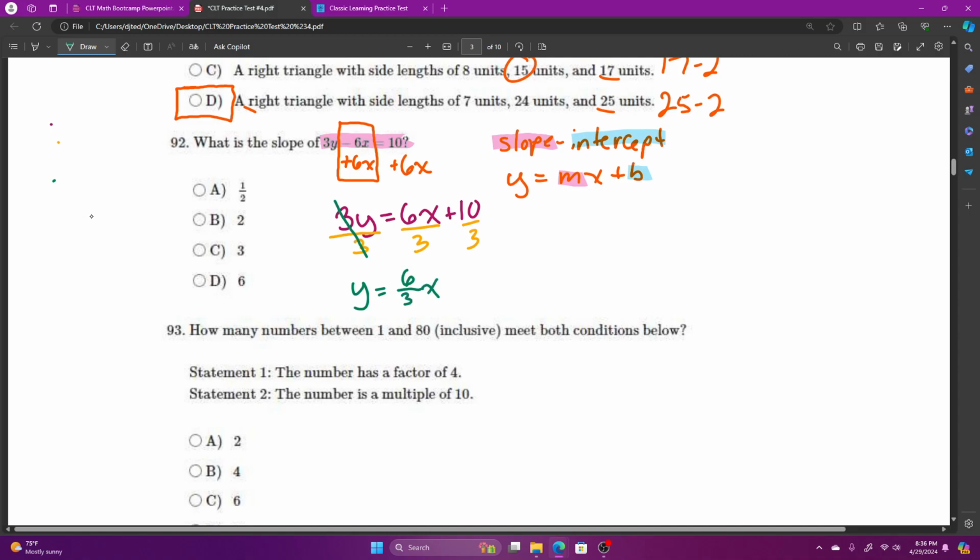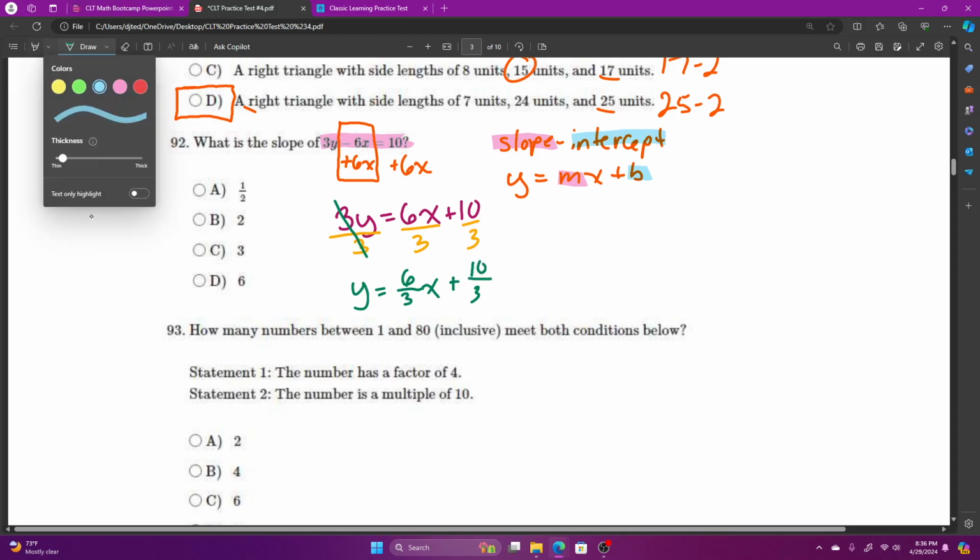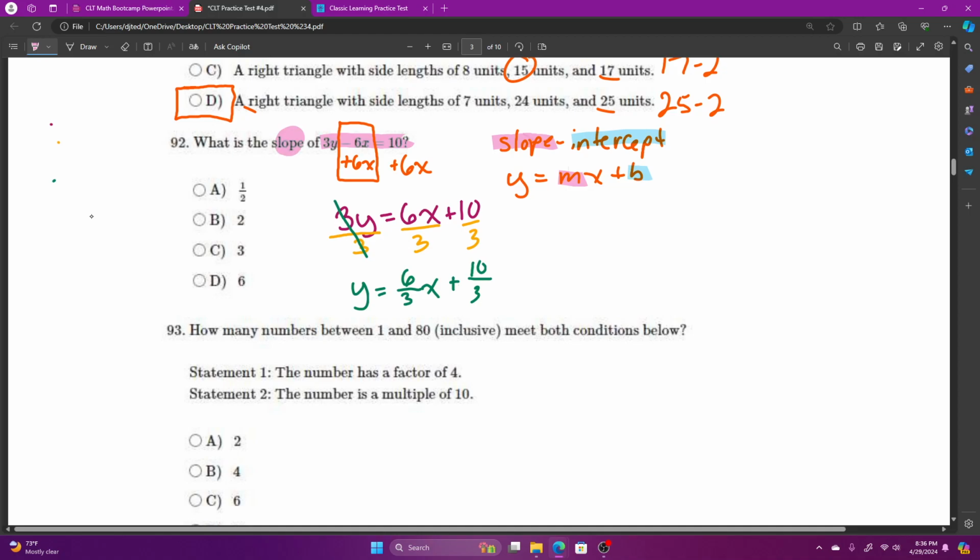6/3 x, or 6x over 3, either way you want to say it, plus 10/3. I'm only going to focus on my slope, because that's what we're looking for. What is the slope? Slope, m, 6/3. And every fraction is what kind of problem? Every fraction is a division problem, and 6 divided by 3 is 2. Final answer.